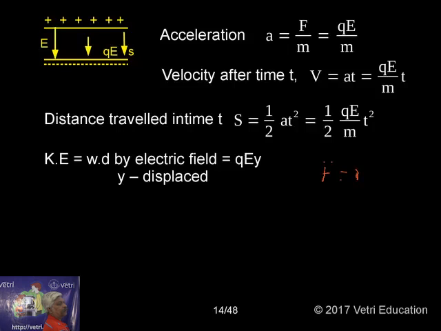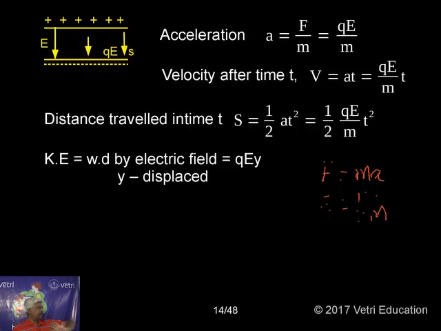We know force F is equal to ma, from which acceleration is equal to F by m. That is given on the side. Therefore, F by m, where F is QE, gives QE by m. Velocity after time t: once we know the acceleration, it should be multiplied by time, and that will give the velocity. Acceleration is nothing but the rate of change of velocity, that means velocity divided by time gives acceleration. Therefore, keeping velocity on one side, the time goes to the other side and multiplies. Therefore, QE by m, the acceleration, into t.